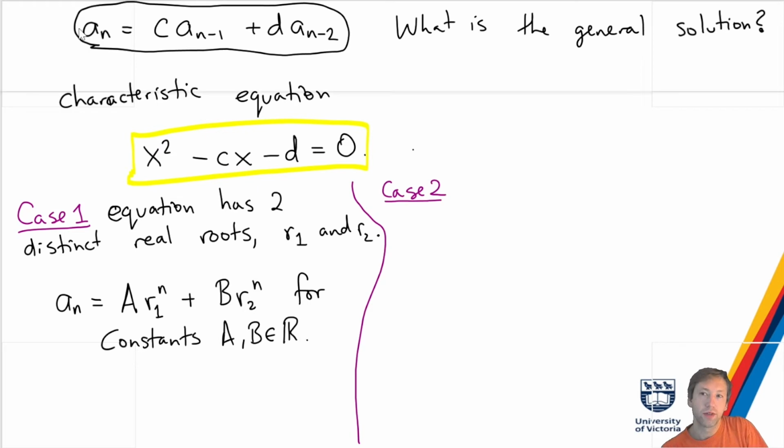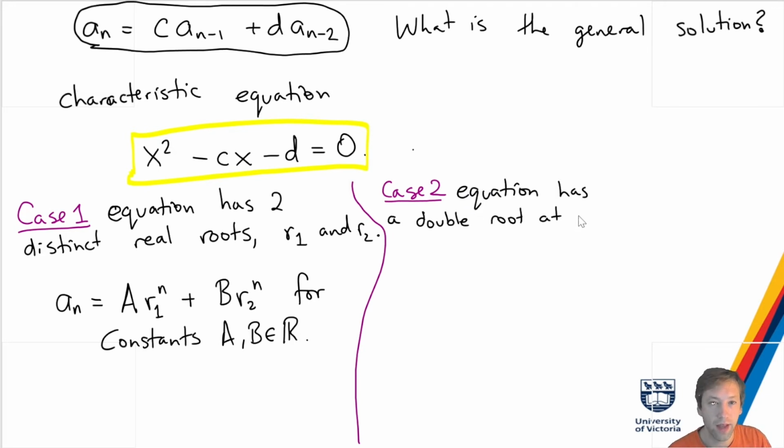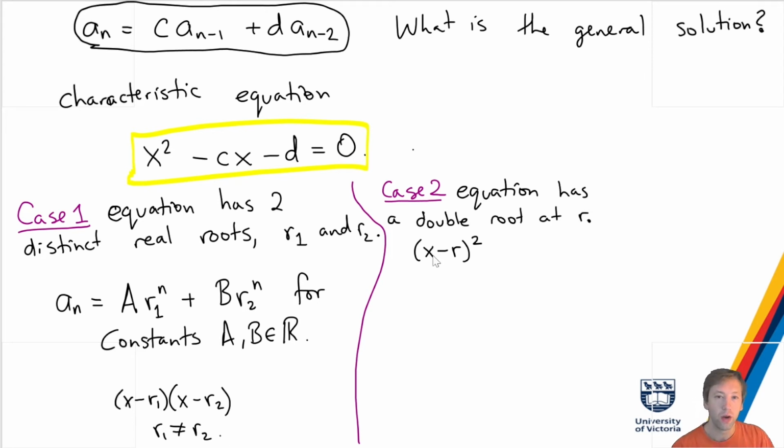Case two: things are a little bit different if you end up having a repeated root. Suppose the equation has a double root at R. In other words, if you factor the characteristic equation, you end up with something like this. And to go back to the first case, what we're talking about is that your characteristic equation factors like (x minus R1)(x minus R2), where R1 is not equal to R2.